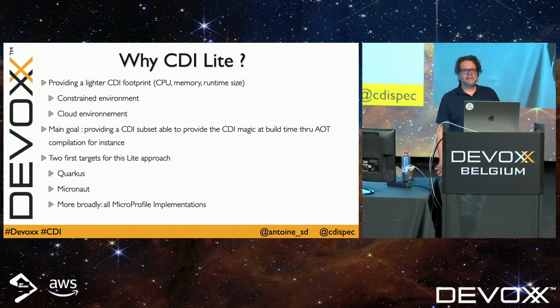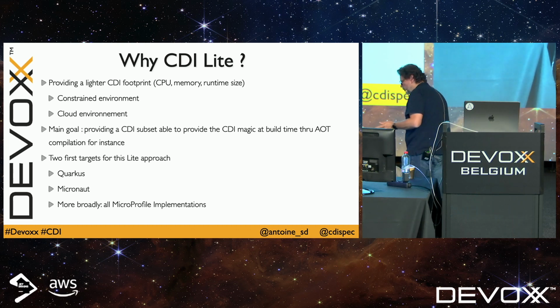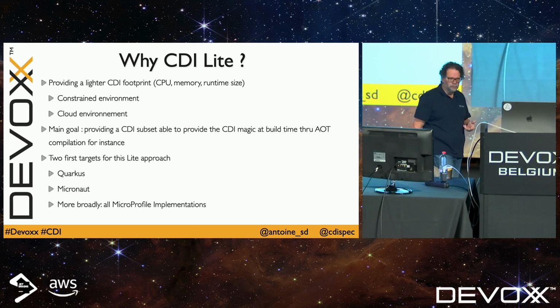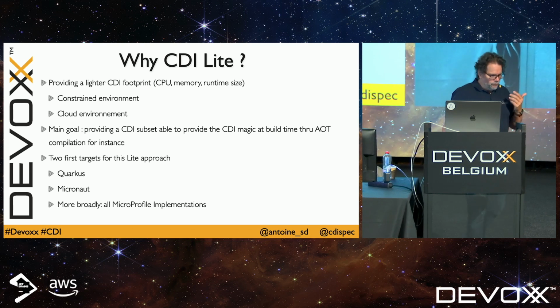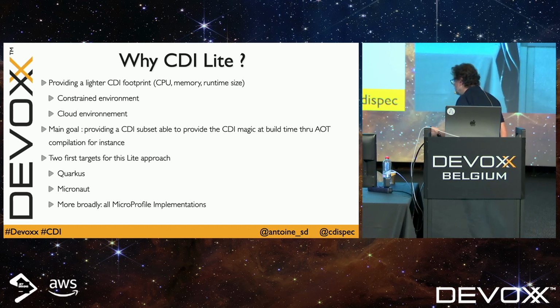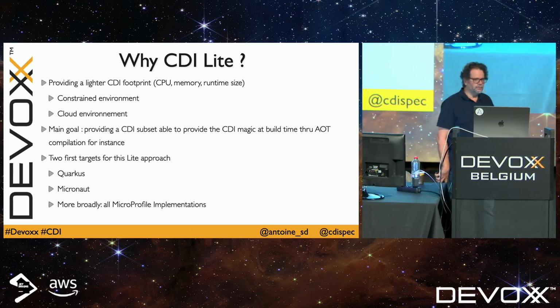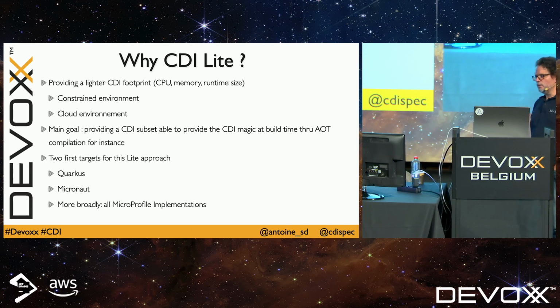So with CDI Lite, the idea is to reduce the footprint of the implementation. Less CPU, less memory, smaller runtime size, smaller deployment. First, the idea was to be able to run in a constrained environment, mobile, stuff like that. But lately, it was also the idea of being able to deploy in the cloud. So this idea of cloud ready and cloud native was one of the intentions behind CDI Lite.